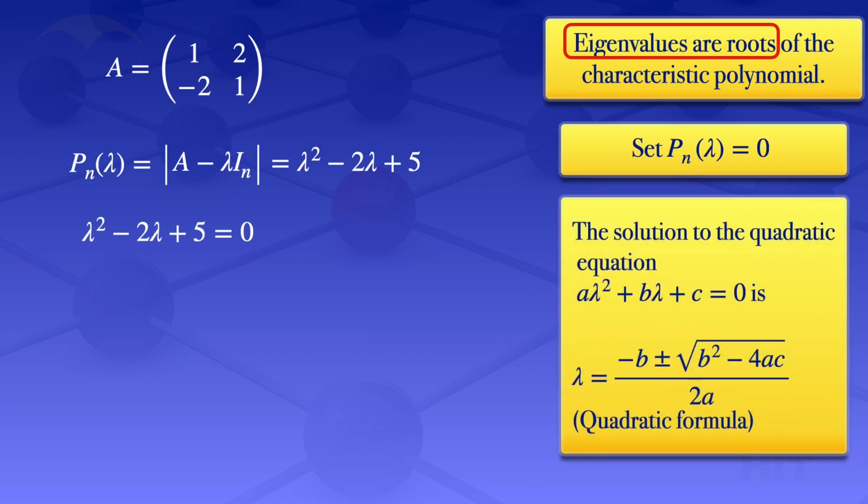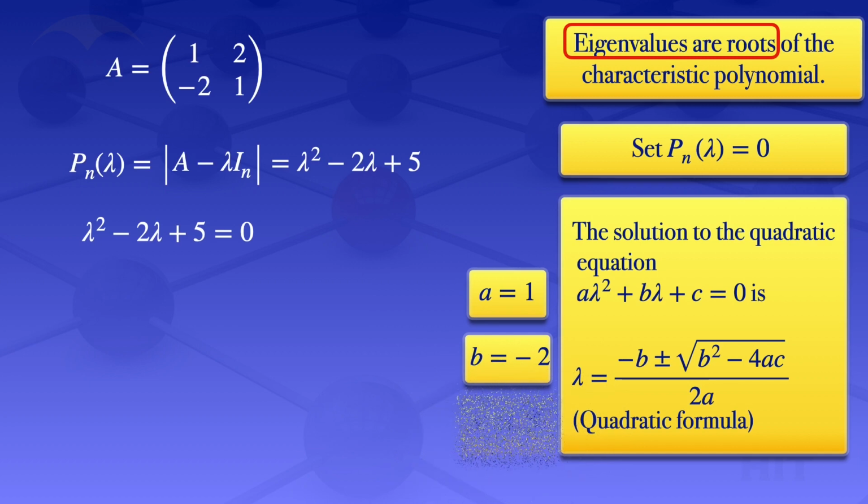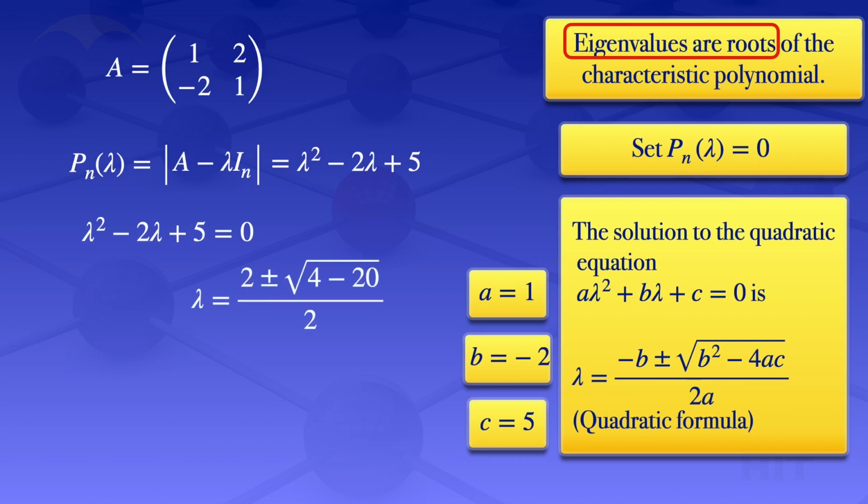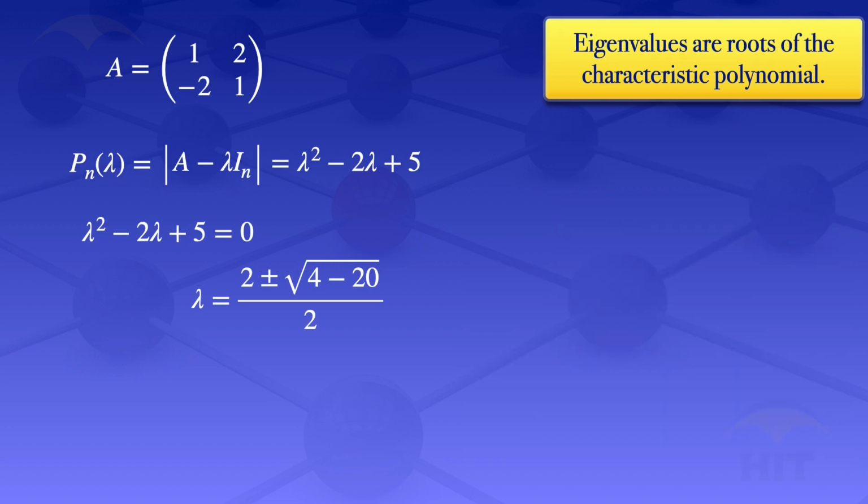For the quadratic formula there, comparing with the equation which is on the left, we see that our A there is a 1. Our B is a minus 2. And our C, the constant there, is a 5. So if we substitute those values of A, B, and C into the quadratic formula there, we would have our lambda is equal to 2 plus or minus the square root of 4 minus 20, divided by 2. 4 minus 20 is a minus 16, and the square root of minus 16 will give us a 4i.